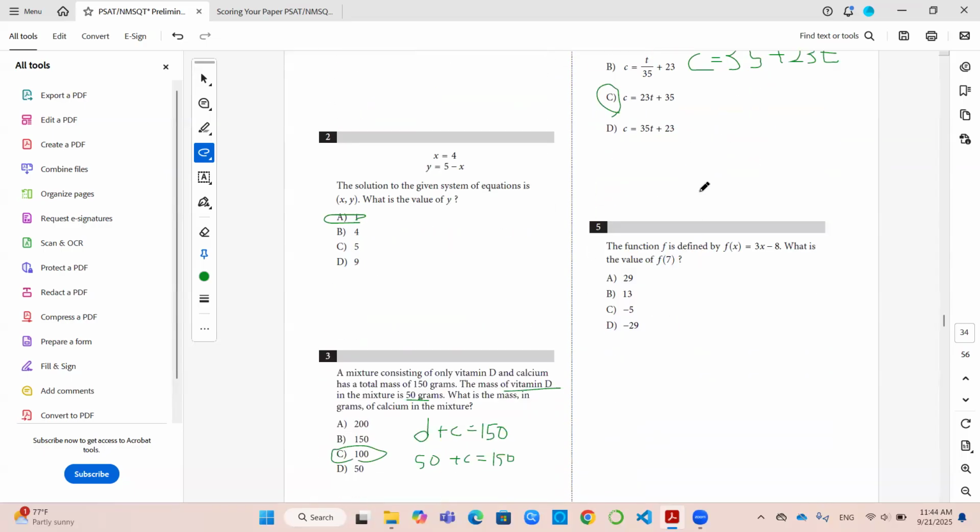Okay, the function f is defined by f of x is equal to 3x minus 8. What is the value of f of 7? Just put the 7 inside here. What is 3 times 7? That's 21. 21 minus 8, that's 13. So B is the correct answer.